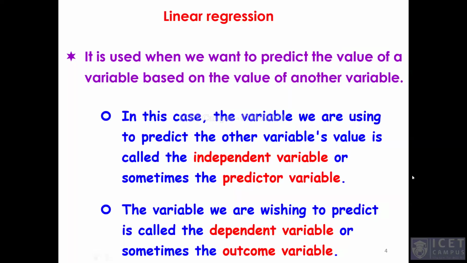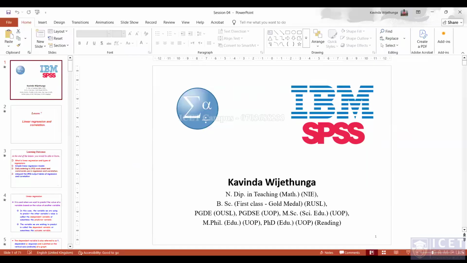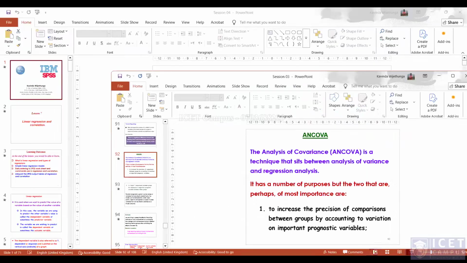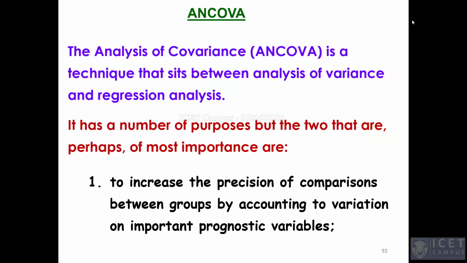Not this one. It's linear regression. Right. Analysis of covariance. Analysis of covariance is taken as ANCOVA. The analysis of covariance, ANCOVA, is a technique that sits between analysis of variance and regression analysis.